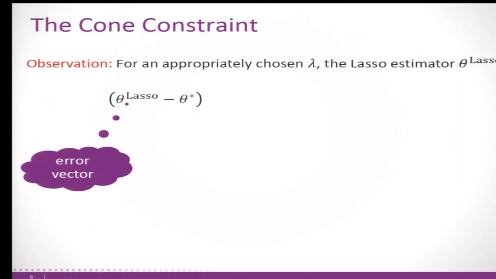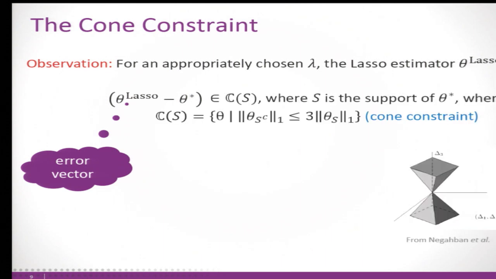Okay, so let me start with a simple observation. It's very easy to see that for an appropriately chosen lambda, which is the regularization parameter, if you look at the error of this Lasso estimator, that belongs to a set, C_S, where S is the support of theta star, and C_S is a set of vectors such that the mass on the S complement is not much more than the mass on S. If you plot it out, the vectors in C_S form a cone, so this is called a cone constraint, and this error vector that we are trying to bound belongs in this set.